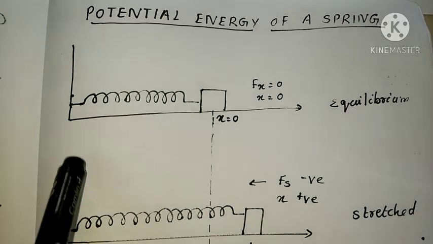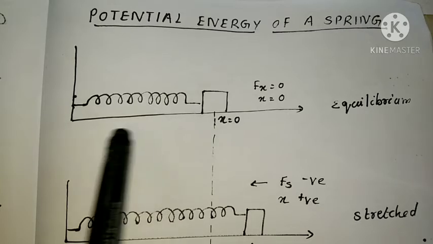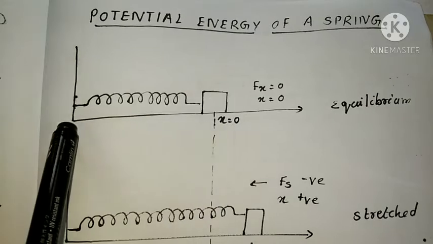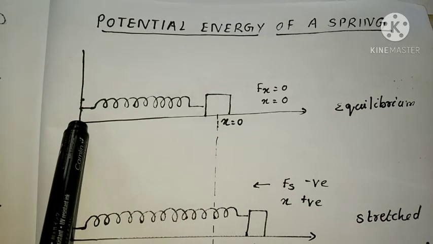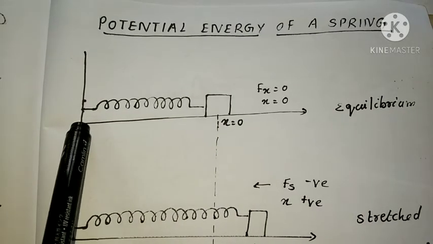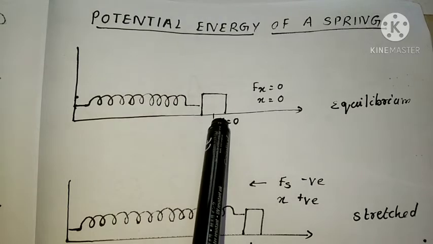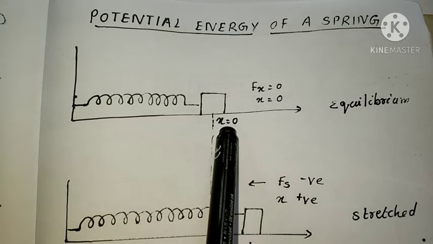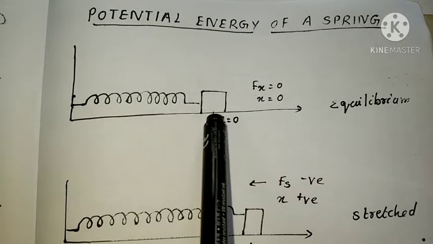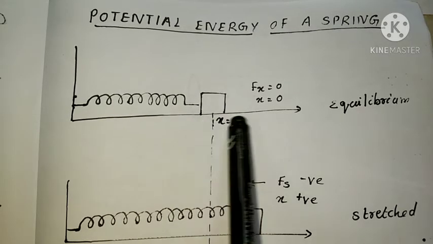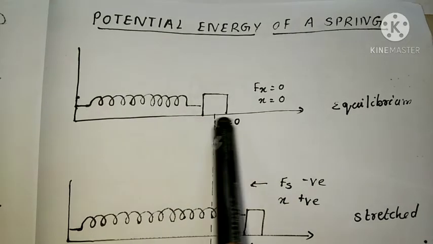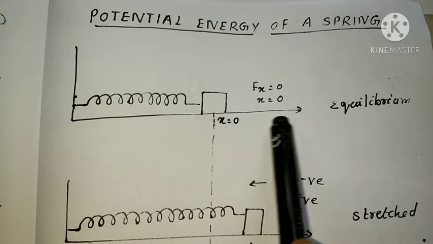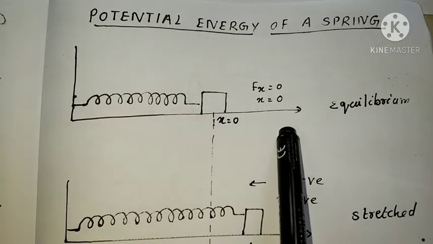Here we are considering an elastic spring of negligible mass with one end attached to a rigid support, and at the other end a block of mass m is attached. This block of mass m can slide over a smooth horizontal surface. Clear?